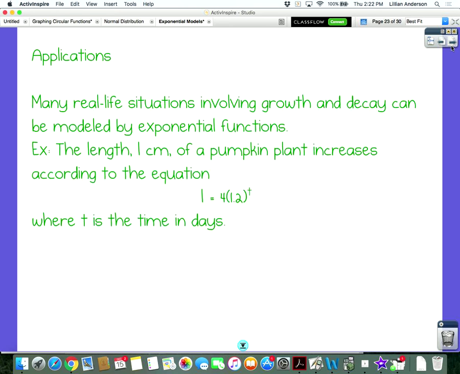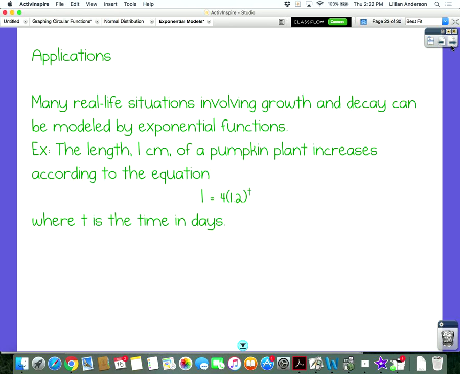The length, L centimeters, of a pumpkin plant increases according to the equation L equals 4 times 1.2 to the T, where T is the time in days. Is everyone all right? Our independent variable is our time, our days. So depending on the number of days, is the pumpkin going to grow or is it going to decay?